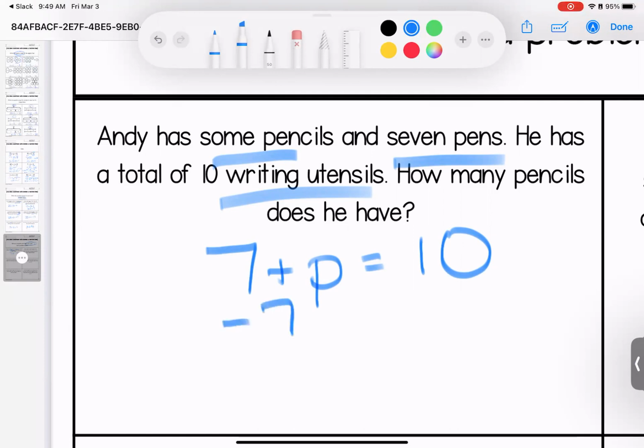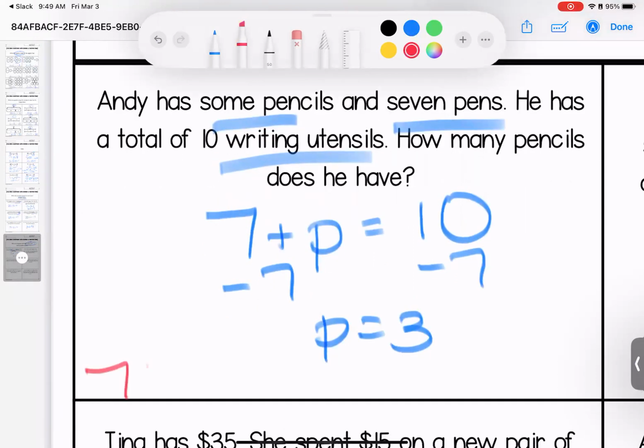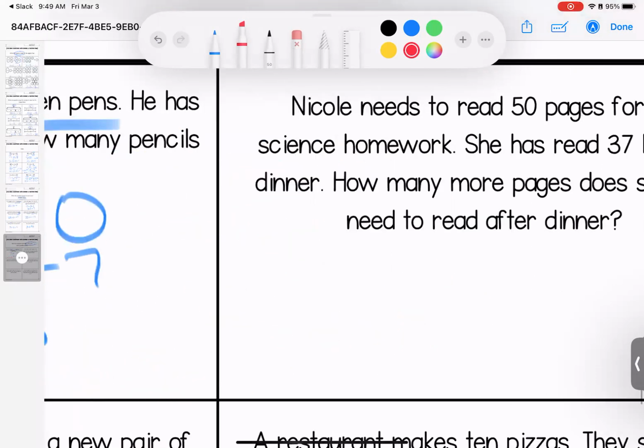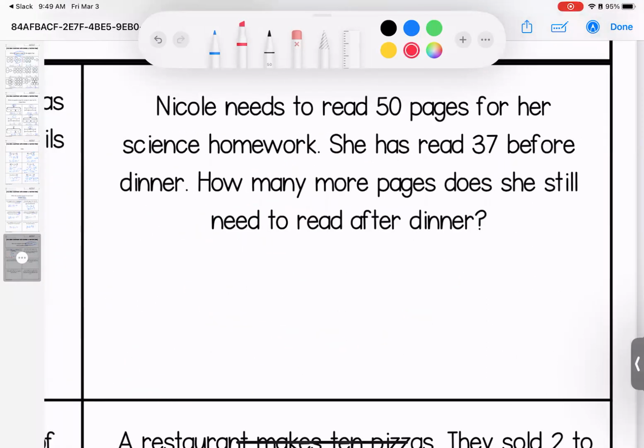I'm going to subtract 7 from both sides. P is equal to 3. I can go back in and check it. 7 plus 3 equals 10. That is correct.